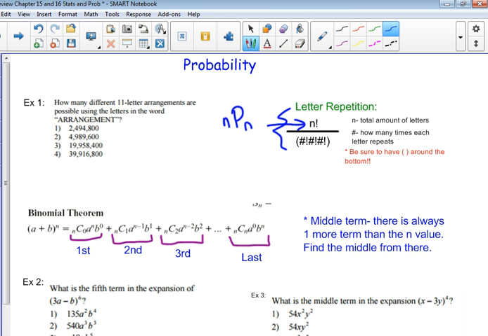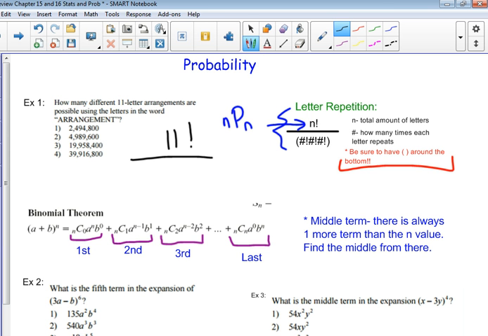The big thing is when you calculate, you have to have one gigantic set of parentheses around the bottom, otherwise your calculator thinks PEMDAS and messes it up. So when we go through the word arrangement, you want to look at what the total amount of letters is. 11 total letters. Okay, so we're going to use 11 factorial on top.